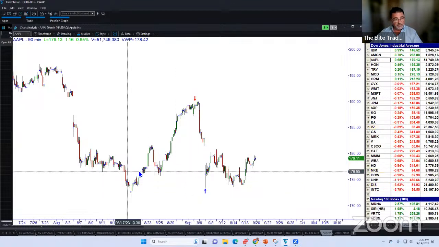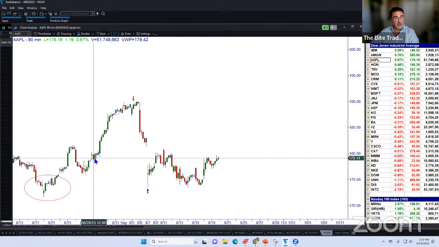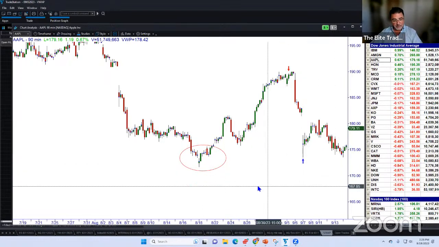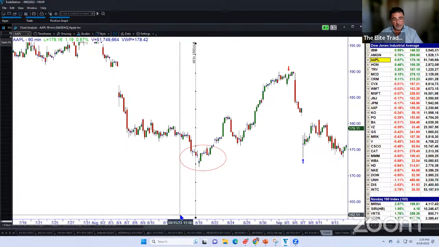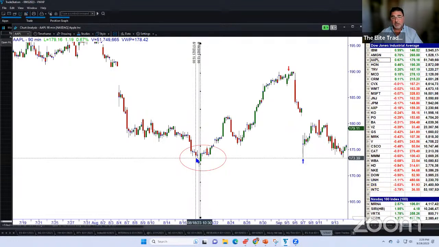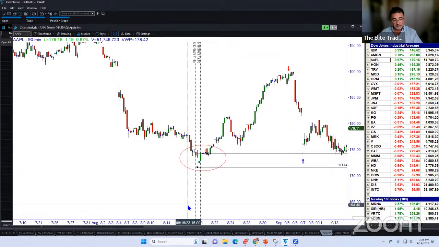So let me finish this one up. We got Apple. Okay, so I'm going to look right over in this area here. I'm going to place a vertical line on the leg in and a vertical line on the leg out. In between the leg in and leg out, base candles only. My distal line goes at the lowest wick. My proximal line goes to the first base candle after the leg out.